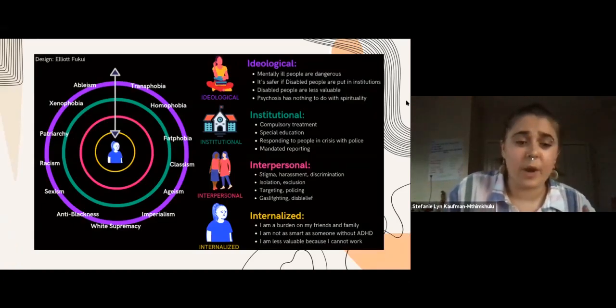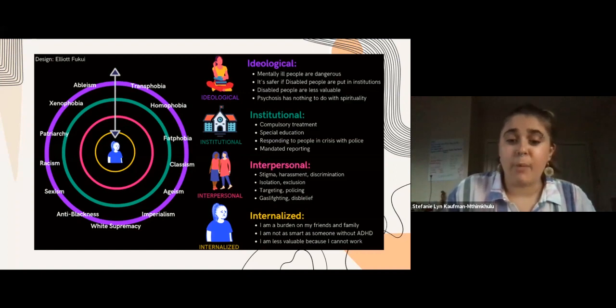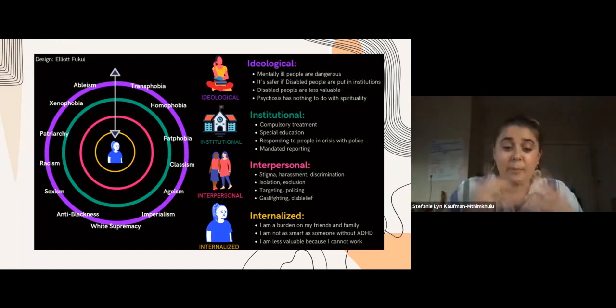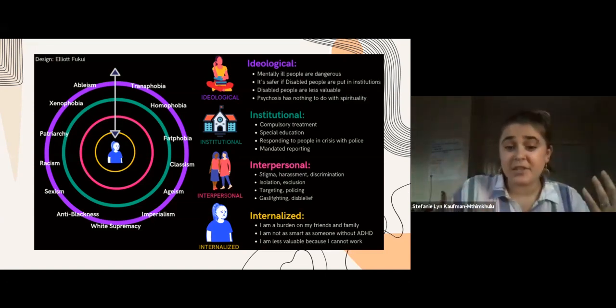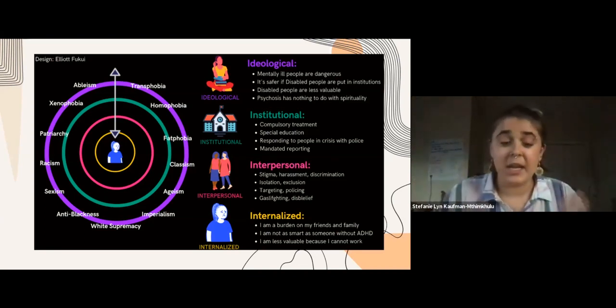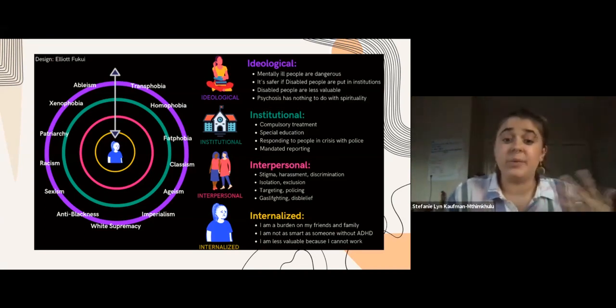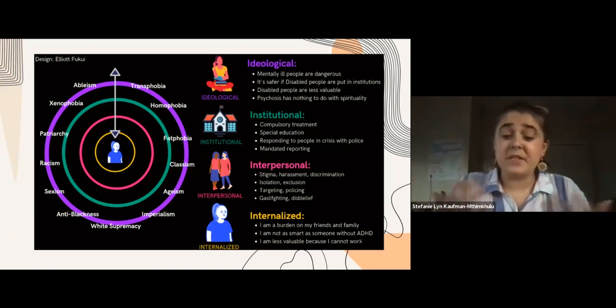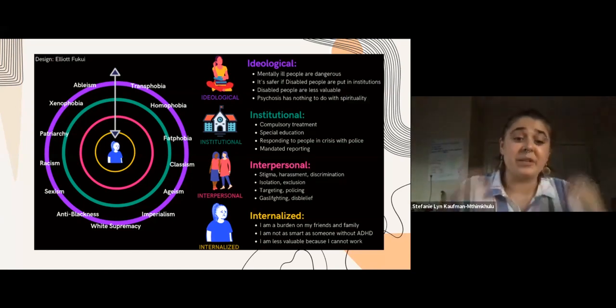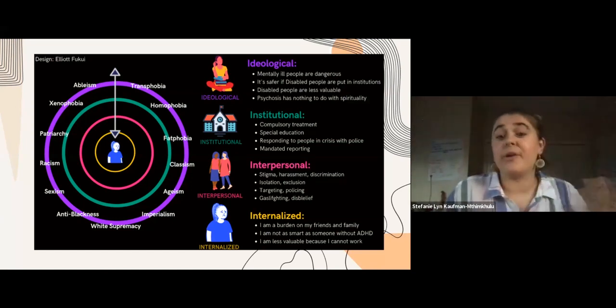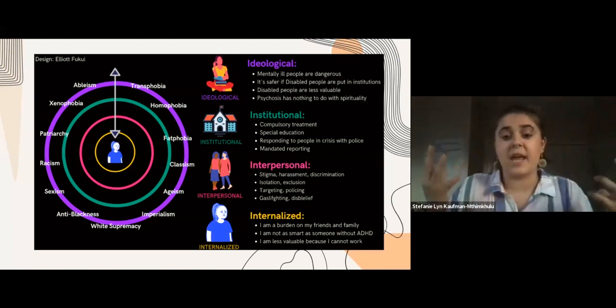Awesome. So just really quickly wanting to show y'all, when we're talking structurally, oppression is going to exist on 4 main levels. We have the ideological level. That is, how do we think about these things, right? Do we believe that mentally ill people are dangerous? Do we believe that it's safer if disabled people are in institutions? Do we believe that disabled people are less valuable? That's how we think about things.